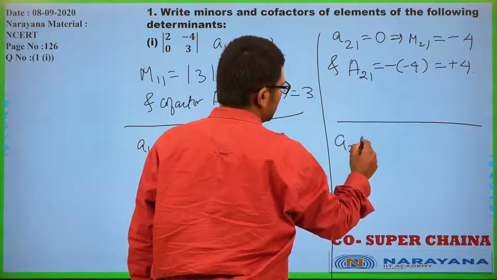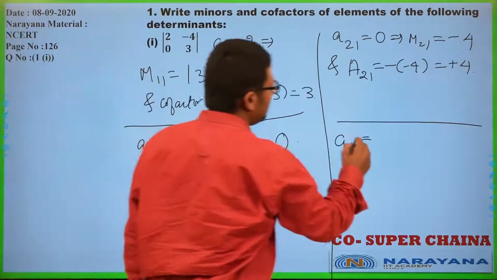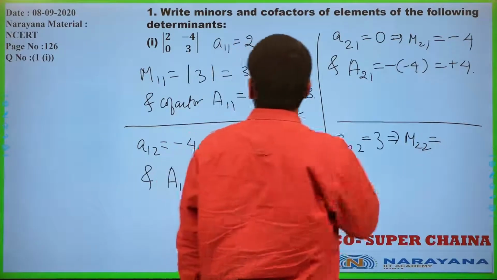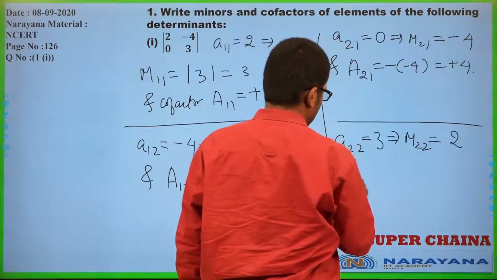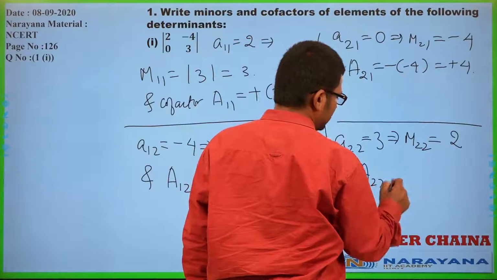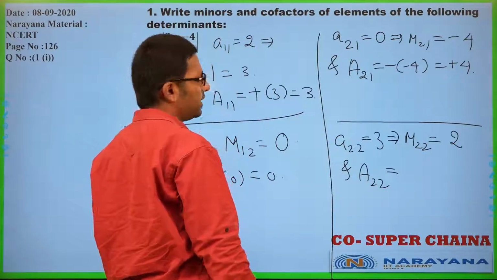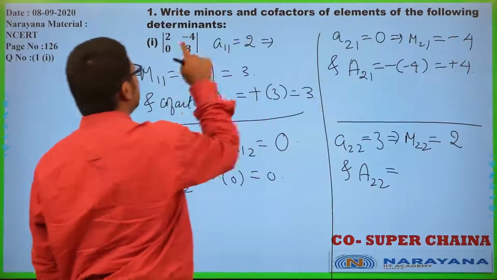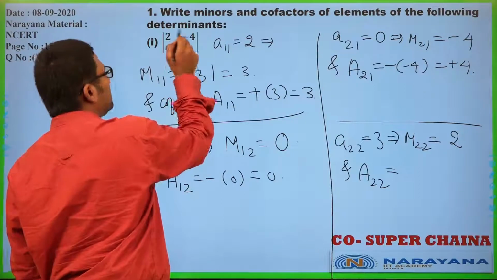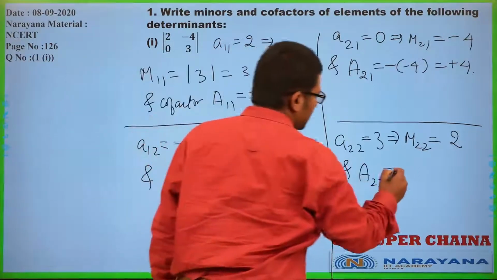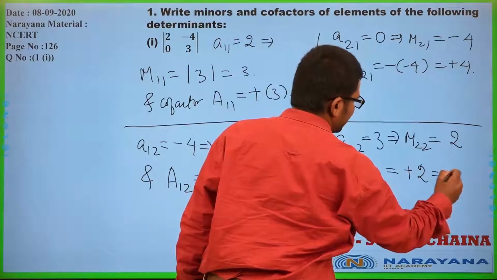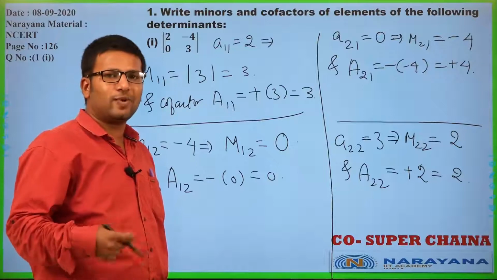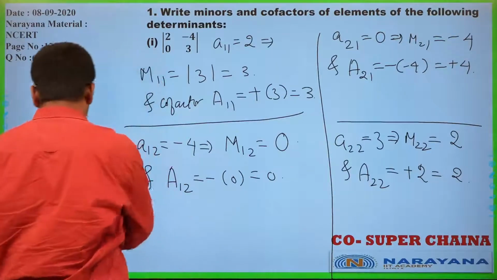And A22 is the element 3, therefore M22 is the element opposite to 3, which is 2, and capital A22, which is the cofactor of the element at 22, would be, at this position we use plus. Why? Because plus minus minus plus. So at this position we use plus, plus M22, right, which is 2 only, right? So I hope now you are comfortable with quickly calculating the minors and cofactors, right?